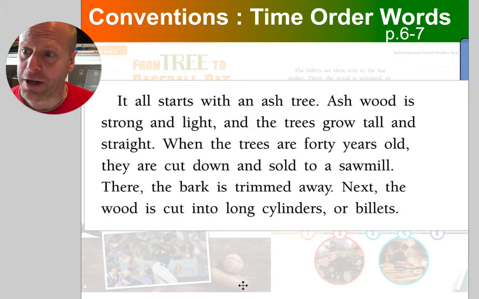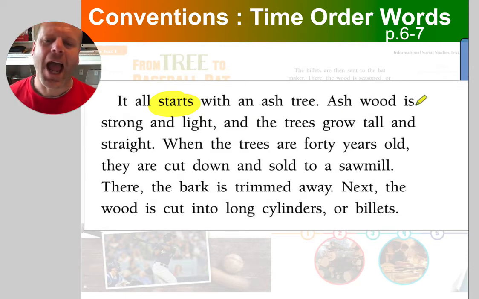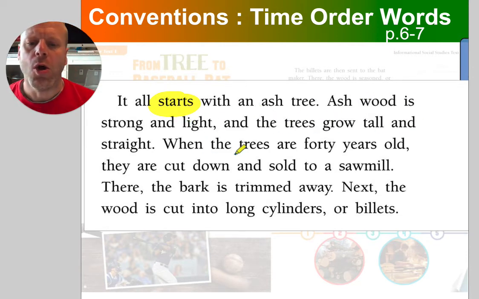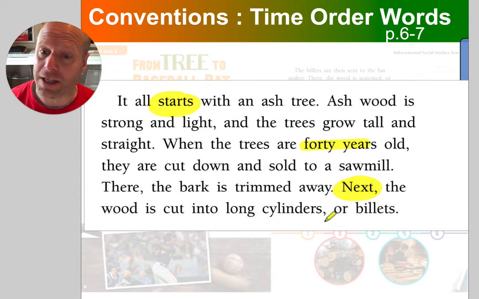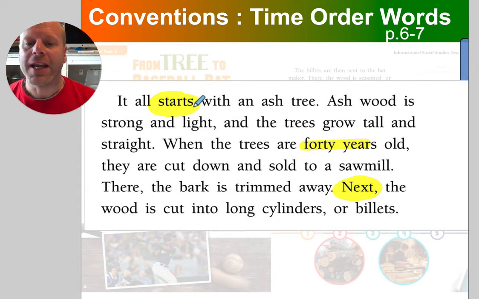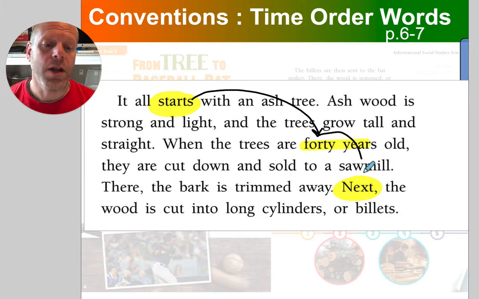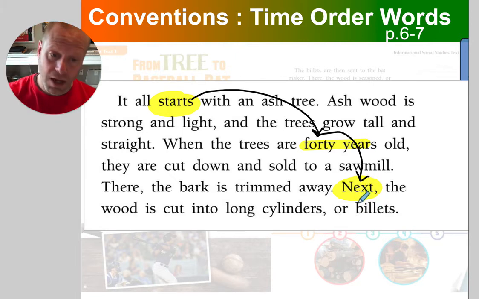It all starts, aha, right? It's telling me that's how it starts. Ashwood is strong and light. The trees grow tall. When the trees are 40 years old, they're cut down and sold. So when they say 40 years, you know that some years have gone by. There, the bark is trimmed away. Next, the wood is cut into long cylinders. So as you're moving through the paragraph, it's helping you understand that first they're in the forest, then they're cut down, next they're at the sawmill. You see how it's kind of bouncing along, explaining the steps using these time order words.